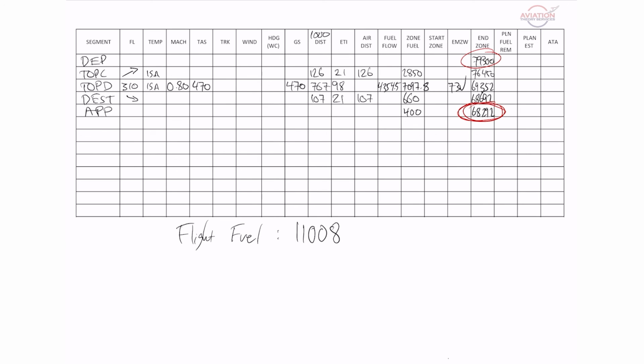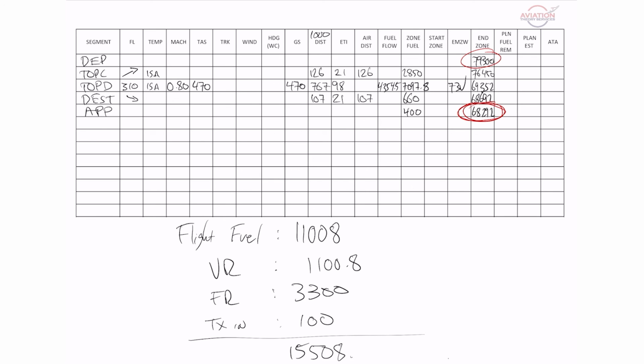Now to add reserves, we're going to need to add a variable reserve, which is 10%. So we'll call that 1,100.8. Add a fixed reserve, 3,300 kilos. And we'll add taxi in 100 kilos. Given this is a brakes release weight, we don't need to worry about the startup and taxi fuel out to the runway. So the total fuel we need for this flight is 15,508.8 kilos to make it legal. And this is the first flight plan done.